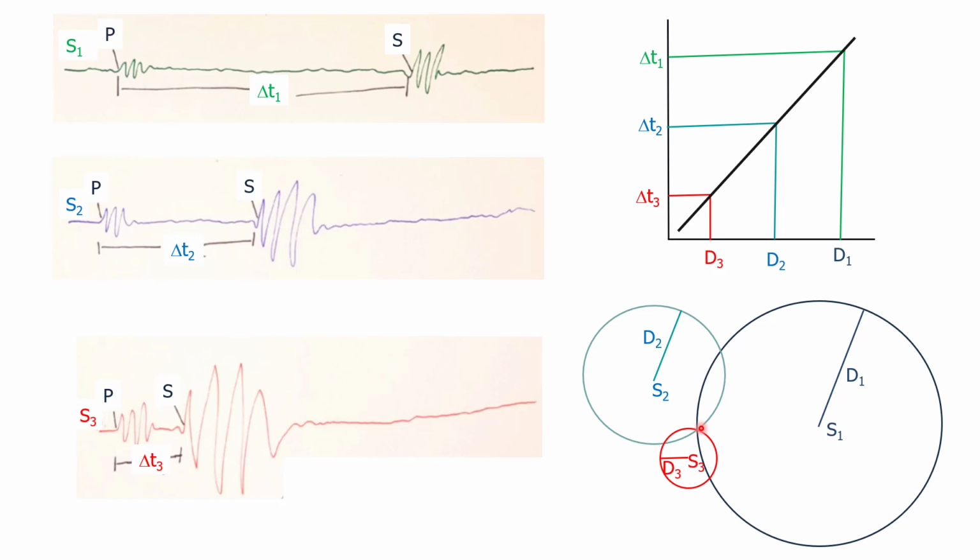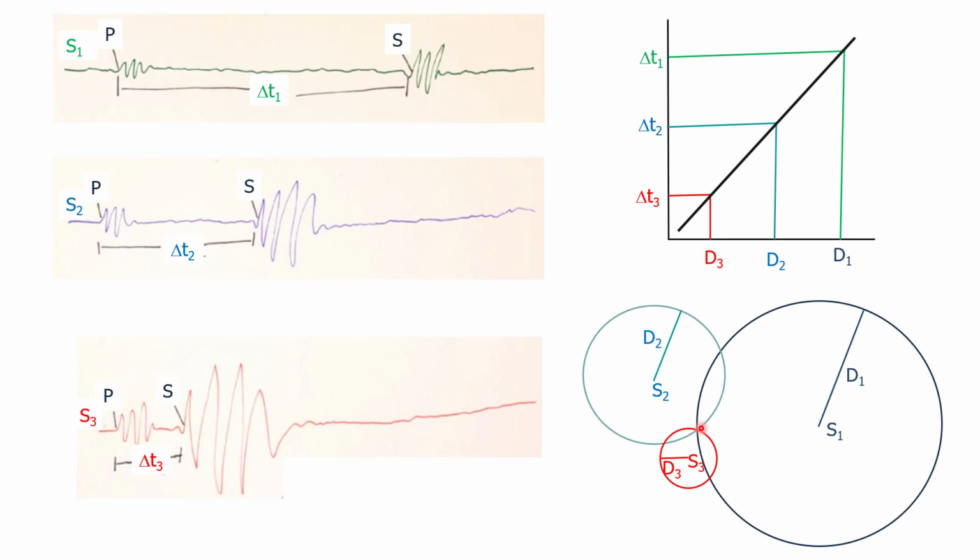You need at least 3 stations. In reality, you have hundreds of them. But this will work with hundreds of them too. All those circles should cross in that same place.